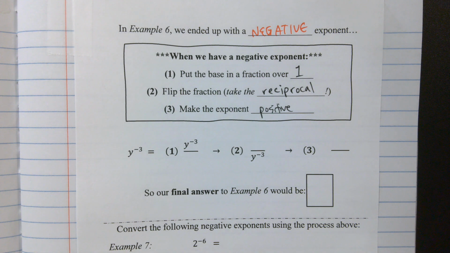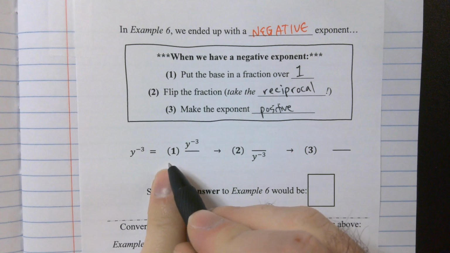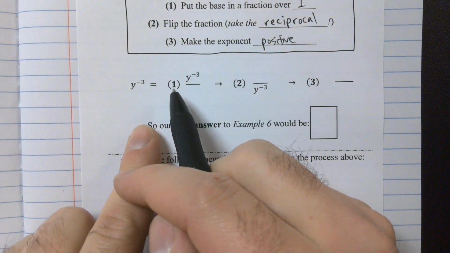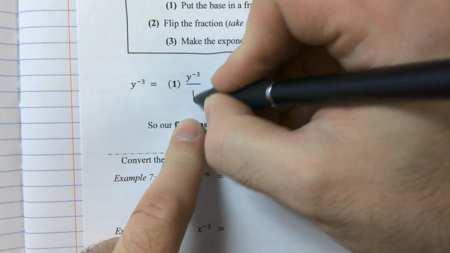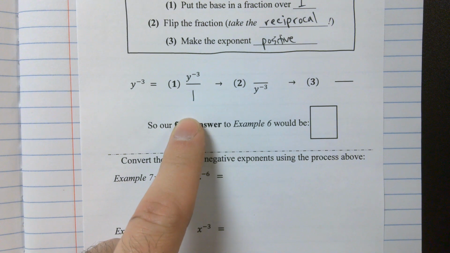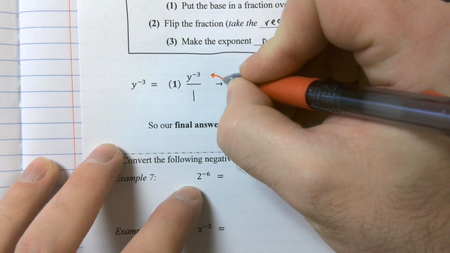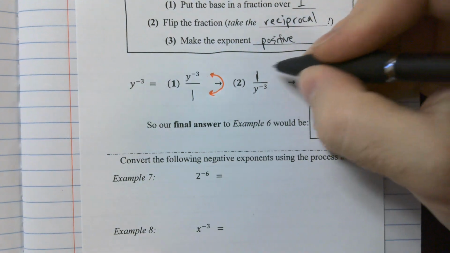Very, very simple 3 steps. Put it over 1, flip it around, make it positive. So step 1, just to get all those steps written down nice and neatly. Step 1 is put that fraction over what? 1. Put the y over 1. Then we're going to flip the fraction around so that the 1 is on top.